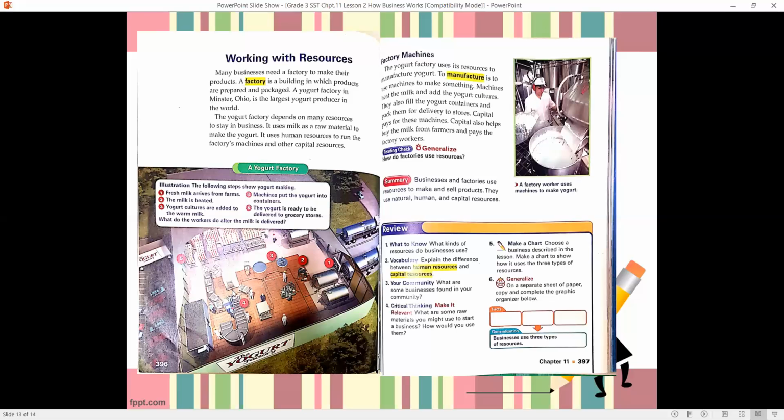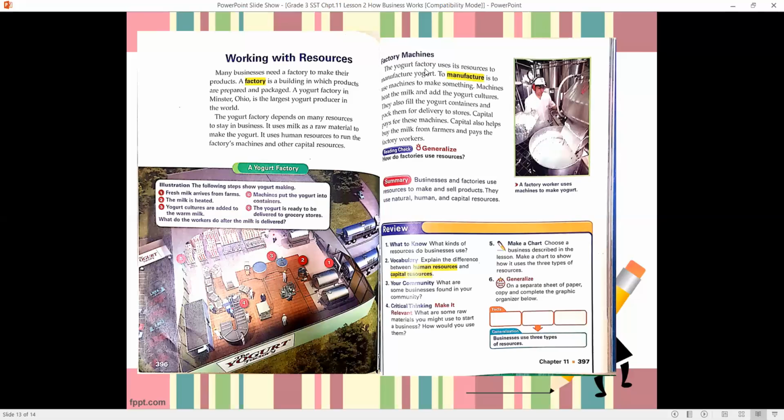Once the yogurt is ready, this machine puts the yogurt into the container. In machine number 5, the yogurt is ready to be delivered to the grocery stores. So here is a small picture of a factory for you to understand the process of how things are made in the factory, from the time the raw resources come to the factory till the product is ready.